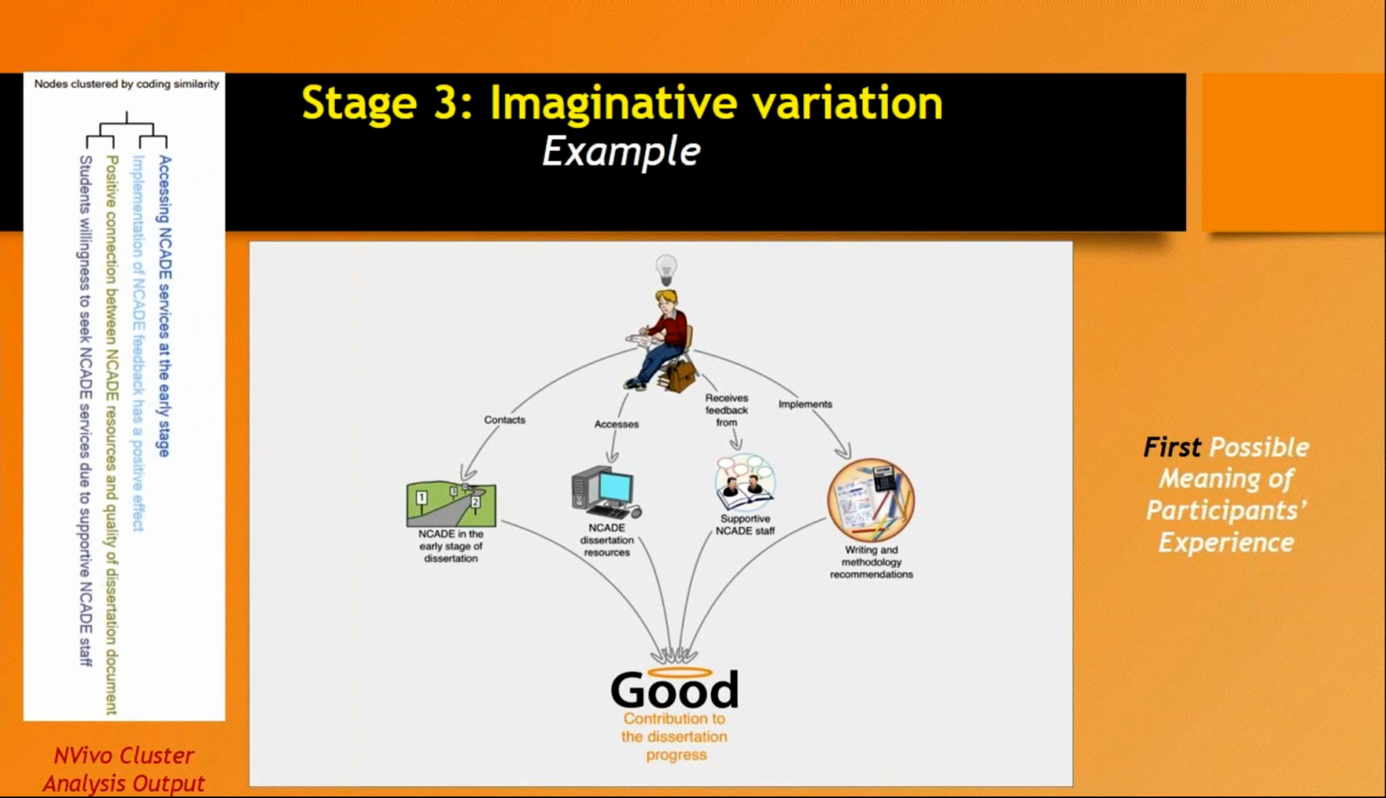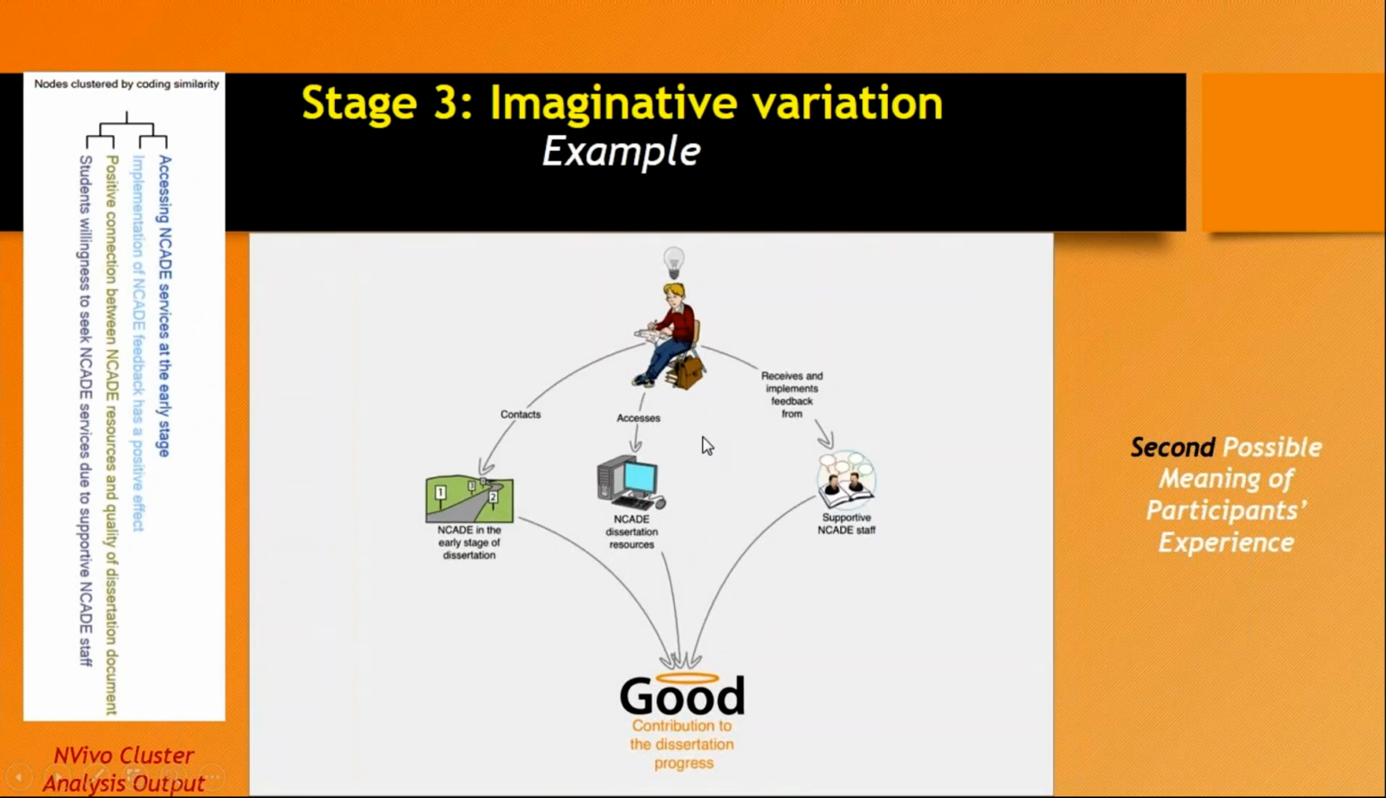It doesn't mean that it represents the information. You have to imagine the possible explanation or the meaning of participant experience. This is one of the meanings. So you ask yourself, what if they receive feedback and they don't implement the feedback? Would they be able to finish? Maybe not. So maybe you come up with a second possible meaning. So maybe when they receive feedback from us and they implement the feedback, there's high probability for them to finish. So you see how I've developed a second explanation based on the first.